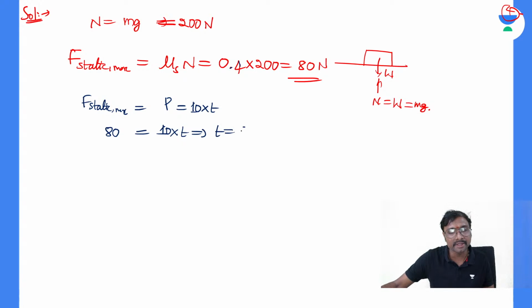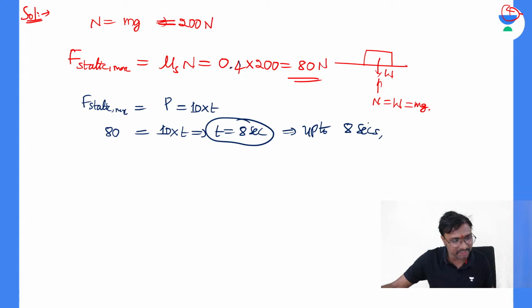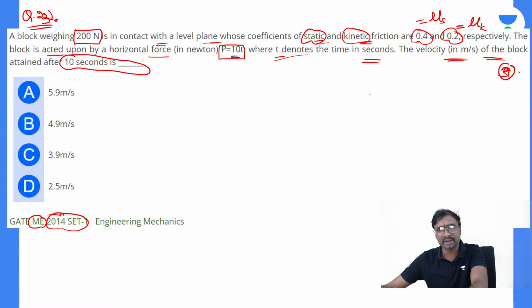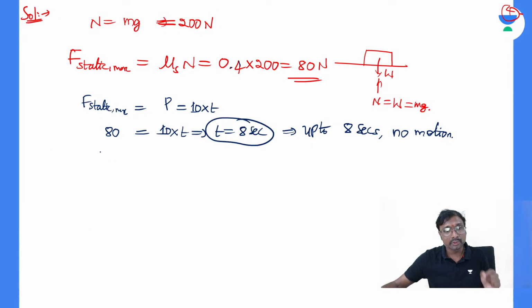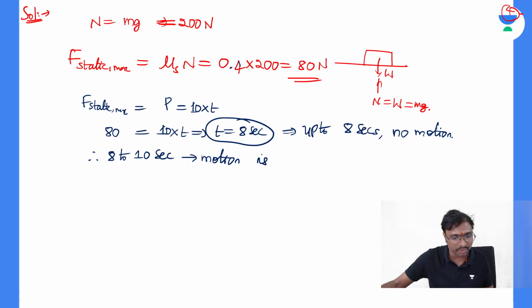This implies t is equal to 8 seconds. So up to the first 8 seconds, static friction is dominating, which means no motion will be there. After 8 seconds there is motion, and we have to calculate the velocity after 10 seconds. Therefore, from 8 to 10 seconds, motion is there.